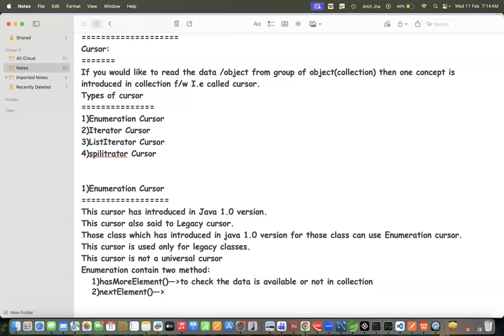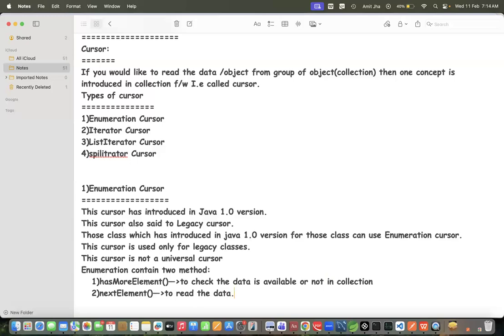Next, to read the data, this method will check whether the data is there or not. If data is there, then we can read the data. Any question till now? I hope no. So this part also you need to understand.